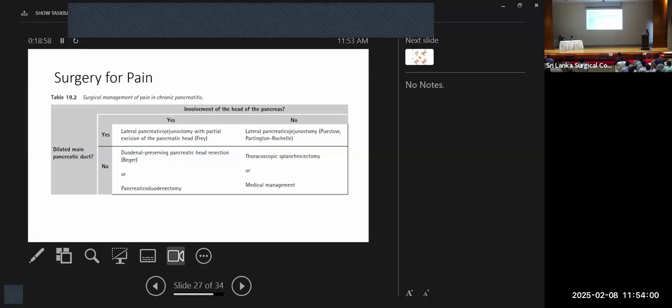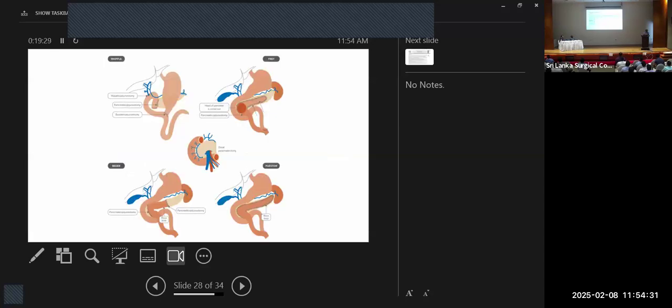And lastly, we come to this top corner. In some patients, you have a combination of this, where there is a dilated duct and an inflamed mass in the head. So you have to combine a lateral pancreaticojejunostomy with a Beger operation. You combine those two together, that's called a Frey operation. Okay. So this is kind of the description of what's done, right?